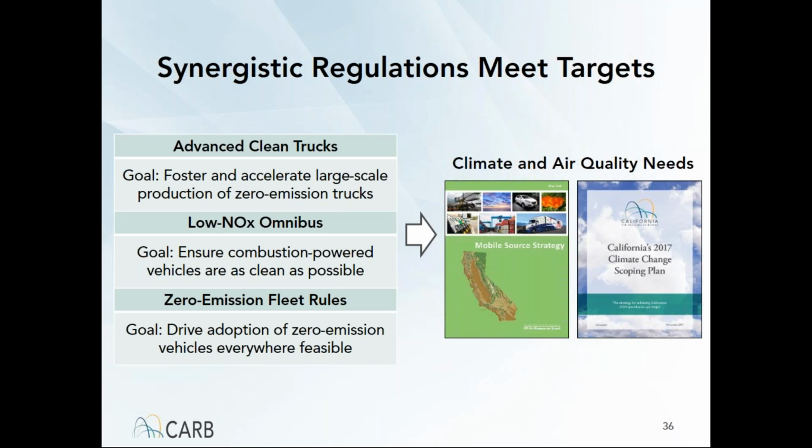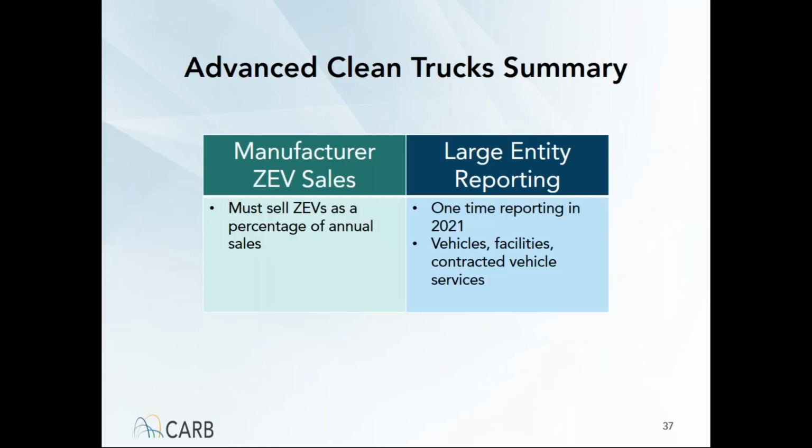Let's talk about advanced clean trucks. This does two different things. First of all, it sets manufacturer zero emission vehicle sales requirements of a percentage of their annual sales. And I'll show you those numbers in just a second. But if you're a manufacturer of heavy duty diesel vehicles, and you sell heavy duty vehicles, not diesel ones necessarily, in the state of California, a percentage of your fleet is going to be mandated to be zero emission all the way out till 2050. That's only going to affect manufacturers.